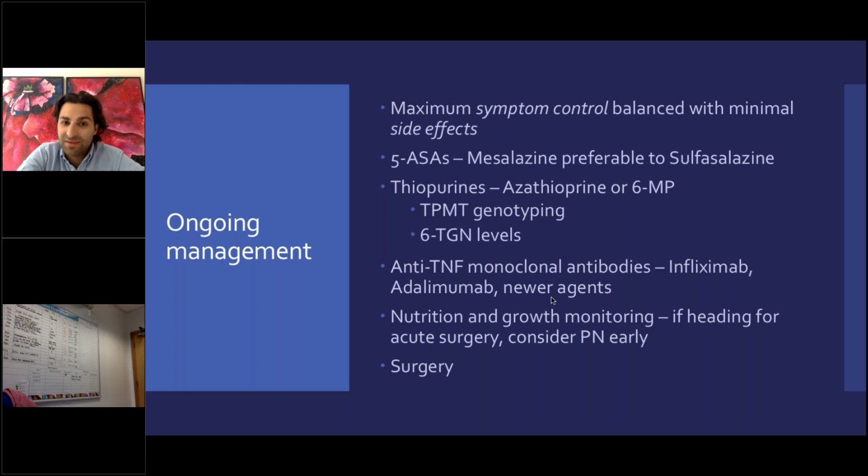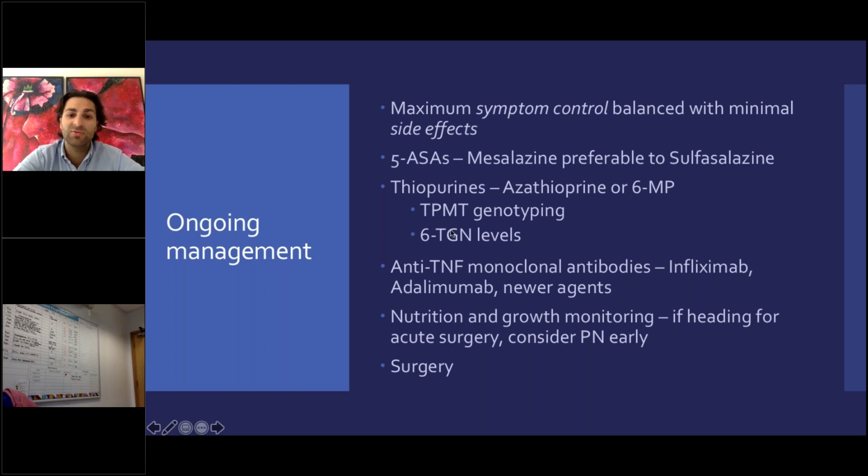The other fantastic thing about thiopurines is that we have something called 6-TGN level monitoring. 6-TGN level monitoring allows us to essentially see whether or not the patient has been taking their medications. It allows us to see whether or not the patient is toxic. So it's a really good longer to medium term drug monitoring tool.